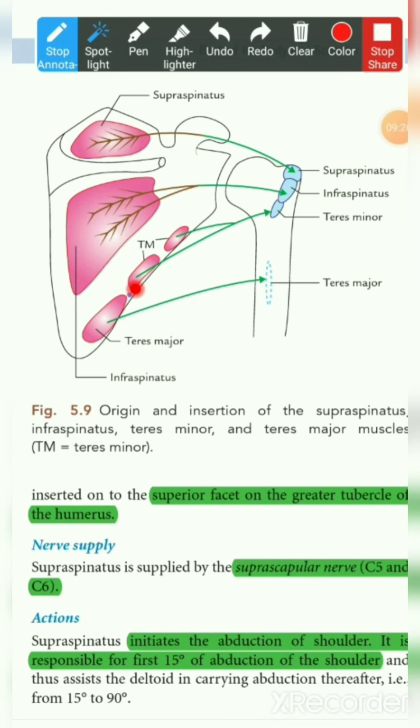So you can see this is the teres major muscle. It is mainly originating from the part of the lateral border and inferior angle of the scapula on the posterior aspect, and it is inserted on the intertubercular sulcus, the medial lip of the intertubercular sulcus.